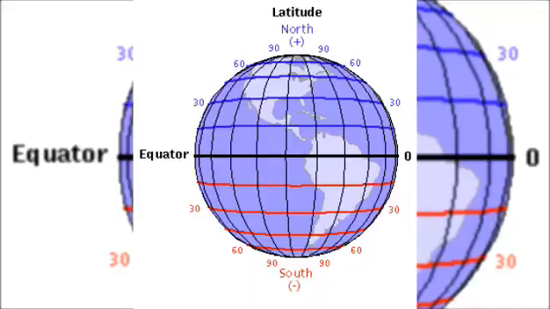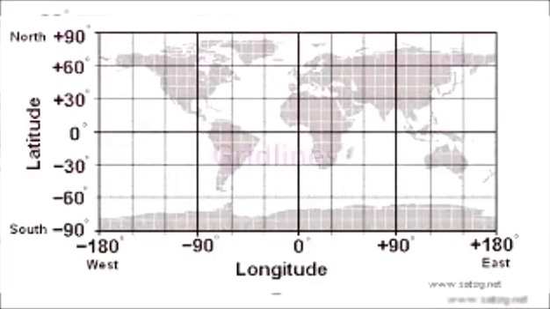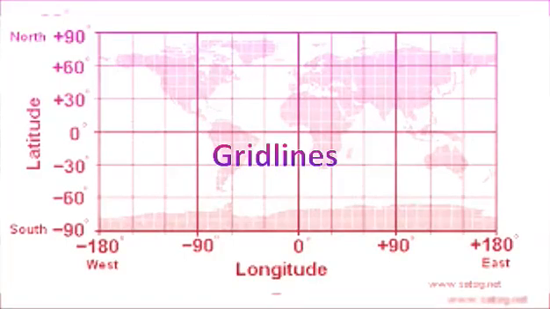Parallels of latitude. Parallels of latitude are imaginary horizontal lines on the earth which run from west to east. There are 5 most important latitudes: Equator, Tropic of Cancer, Tropic of Capricorn, Arctic Circle, and Antarctic Circle. And when all these lines of longitude and latitude intersect, it is called a grid.